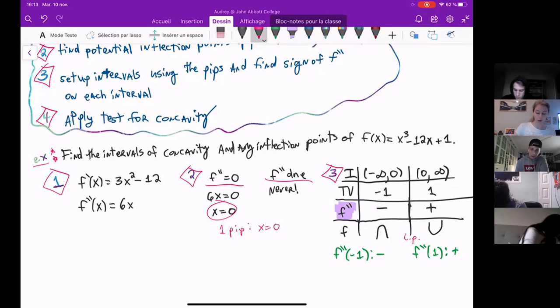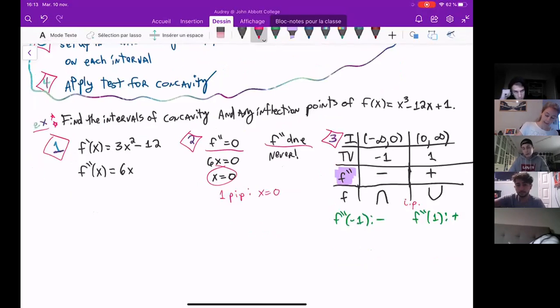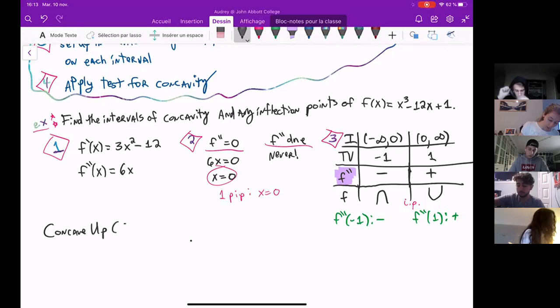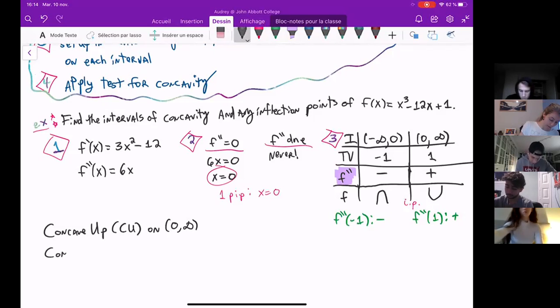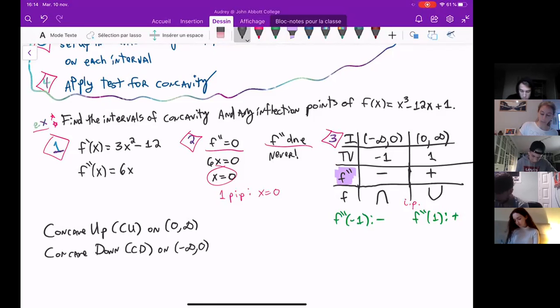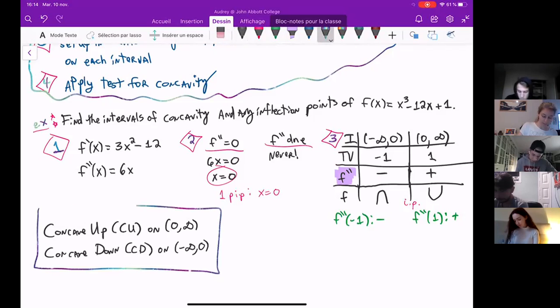So to answer this question, we're going to say that it is concave up, which from now on we'll write as CU, on the 0 to infinity, and concave down, which we'll write as CD, on negative infinity to 0. And this is the first part of my answer. And the second part of my answer is that I have an inflection point at x equals 0.